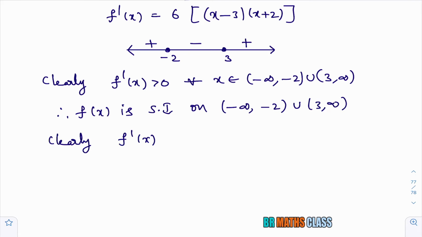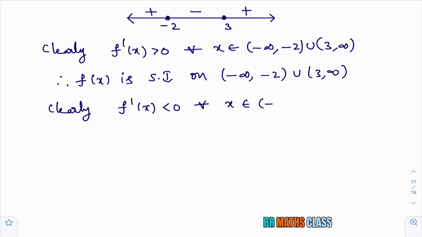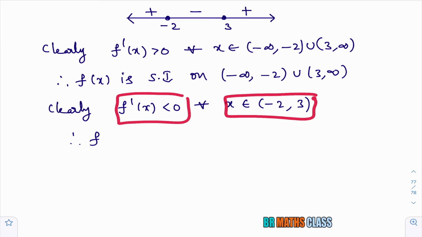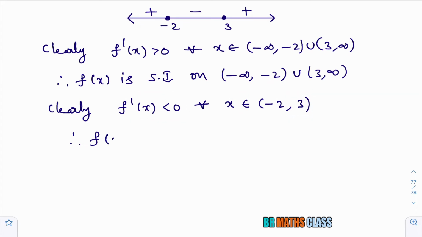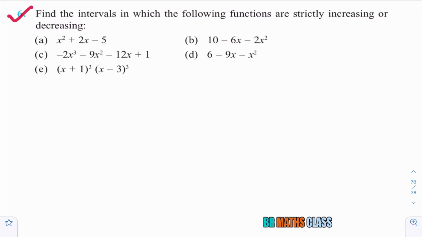In the same way, you can observe for what values of x this f dash of x is less than 0. You can observe here in this zone, when x is in open interval minus 2 to 3, this f dash of x is negative. So for all x belongs to open interval minus 2 to 3, as f dash of x is less than 0, I can say that f of x is strictly decreasing on open interval minus 2 to 3.